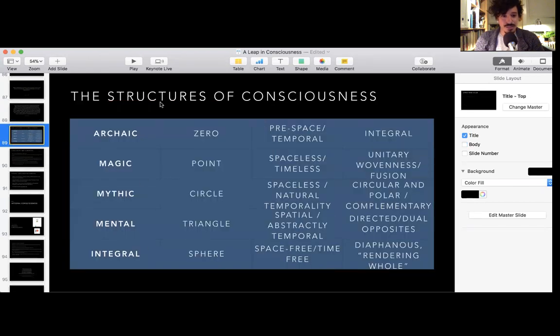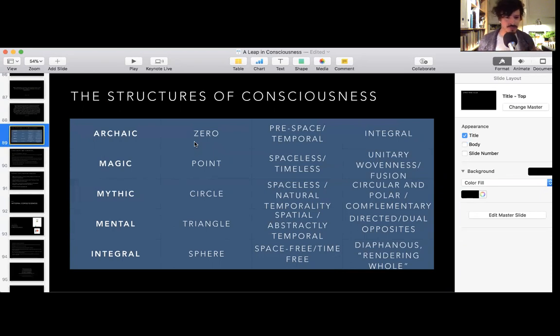So yeah, as you see, here are the structures as we went over last week. And these kind of move and unfold in a kind of opening up of dimensionality from zero to a point to a circle to the mental triangle, then to the integral sphere, which implicates diaphaneity or transparency. And so that's what we're really going to dive into.